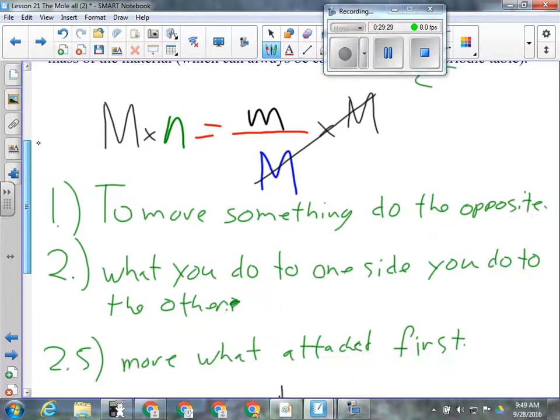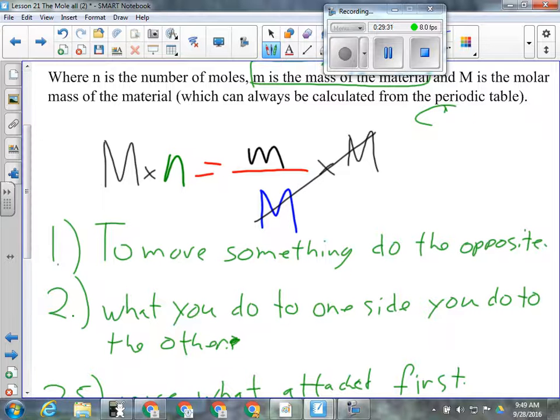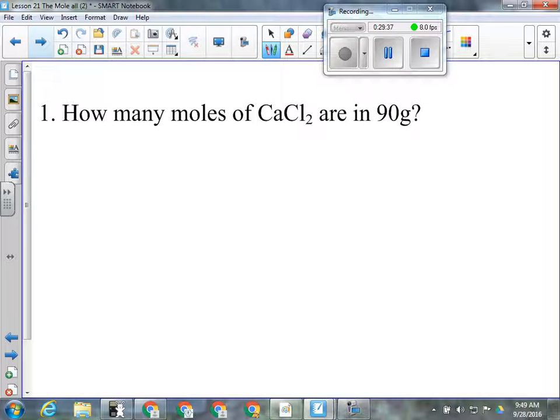All right, we are going to look at least one example here of the mole equation. Before the bell goes, we should have enough time to do that. I don't know if that example is in your notes, so you might need to write it down. I want to calculate how many moles of calcium chloride are in 90 grams.